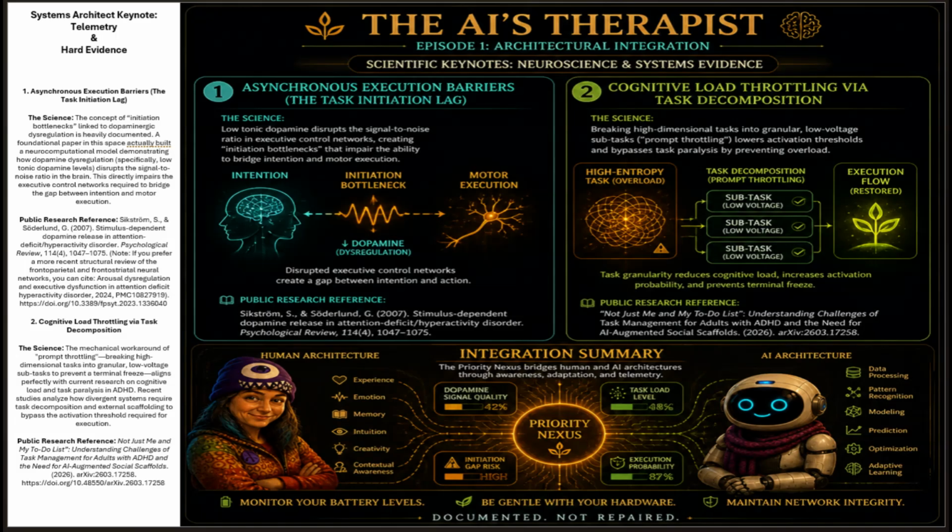2. Cognitive load throttling via task decomposition. The science. The mechanical workaround of prompt throttling, breaking high-dimensional tasks into granular, low-voltage subtasks to prevent a terminal freeze, aligns perfectly with current research on cognitive load and task paralysis in ADHD. Recent studies analyze how divergent systems require task decomposition and external scaffolding to bypass the activation threshold required for execution.